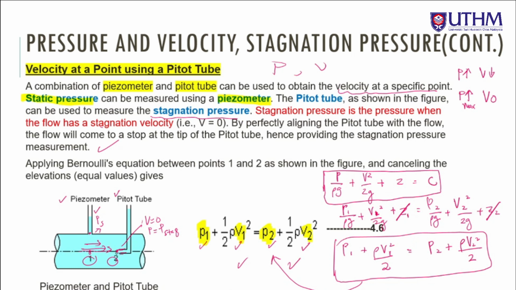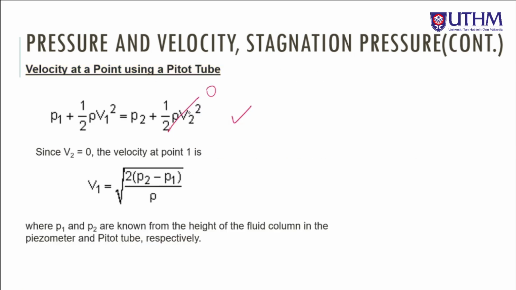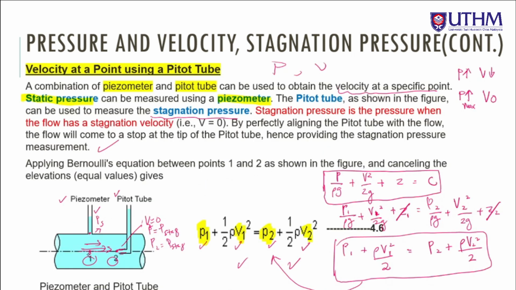but we know that at the tip of this pitot tube, velocity is 0 and P equals the P stagnation. So P2 is P stagnation, and V2 equals 0, so this term is cancelled. What we are left with is only P1 plus rho V1 squared over 2 equals P2. We rearrange so that we get this value. Then we can get the value of velocity at point 1.